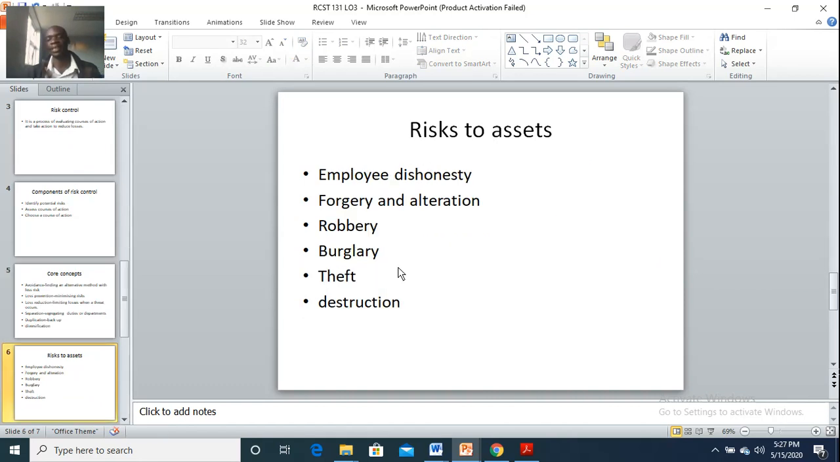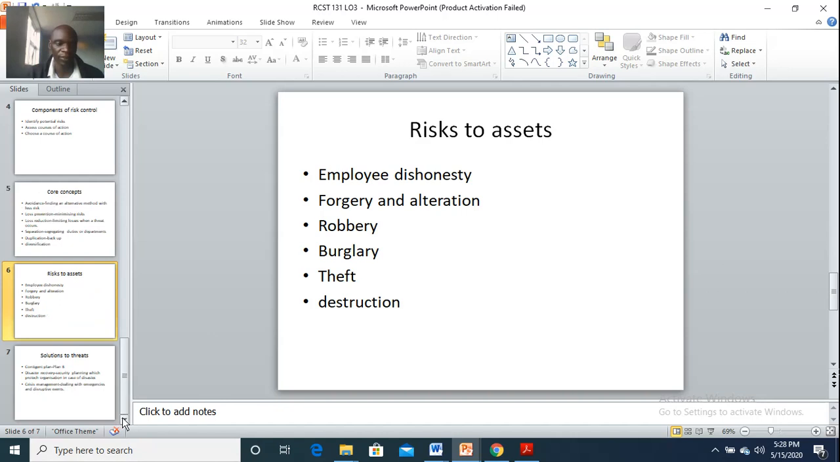What are the risks to assets of an organization? Employees can become dishonest, then they become a source of risk. Stealing. Forgery, alteration of documents is another risk which you can expect. Robbery, burglary, theft, destruction of property. These are risks which we can find.